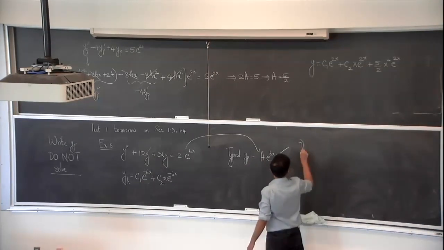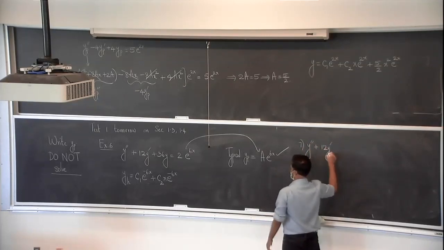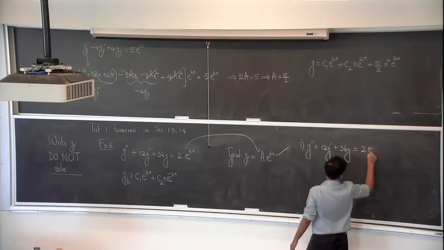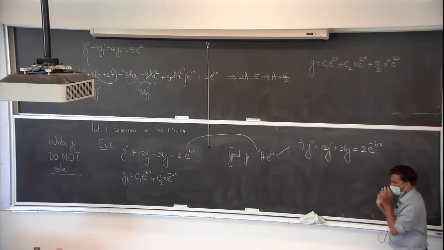Example 7, y double prime plus 12 y prime plus 36y equal to 2 e to the power of negative 6x. Same left hand side.